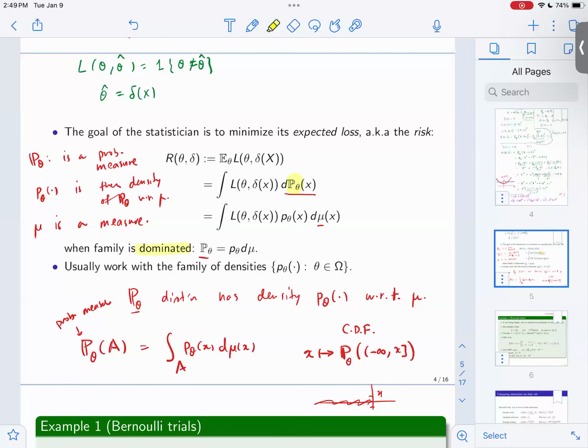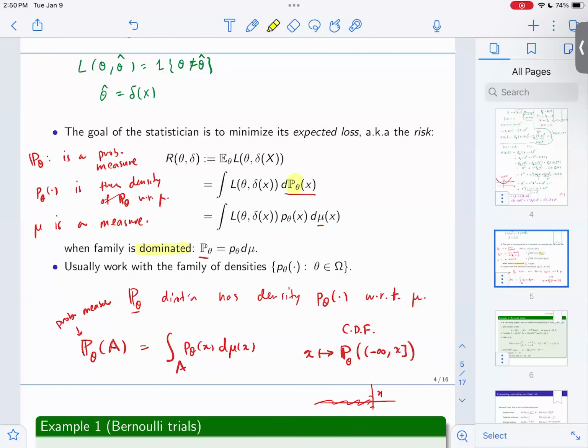Classical statisticians worried about cases where the family is undominated, where there's no single measure that they can use. For any countable family, you can take the measure to be the sum of all of them. But there's a technical issue. We don't want to go into the details here. It's too technical for this course. Good. I hope this is clear.